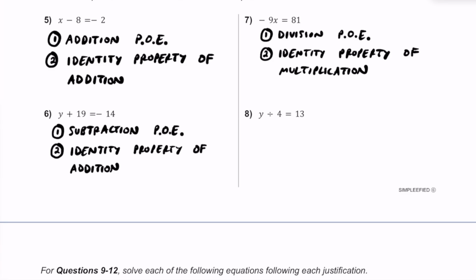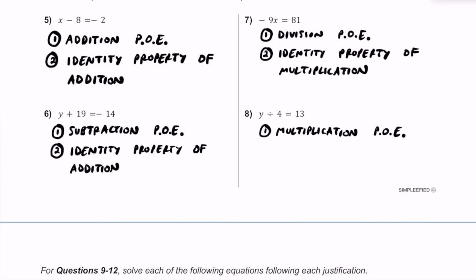Okay. In number 8, we have this equation y divided by 4 is equal to 13. So if you want to figure out what y is, you would do the opposite of dividing by 4, the inverse operation. So the inverse of dividing by 4 is going to be multiplying by 4. So let's go ahead and multiply both sides by 4. If you do that, you would be using the multiplication property of equality, right? You would multiply both sides by 4.